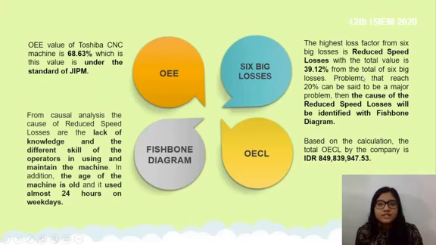A problem that reaches 20% can be said to be a major problem. Then the cause of the reduced speed loss was identified with the fishbone diagram. From the causal analysis, the causes of reduced speed loss are the lack of knowledge and the different skill of the operators in using and maintaining the machine. In addition, the age of the machine is old and it is used almost 24 hours on weekdays.